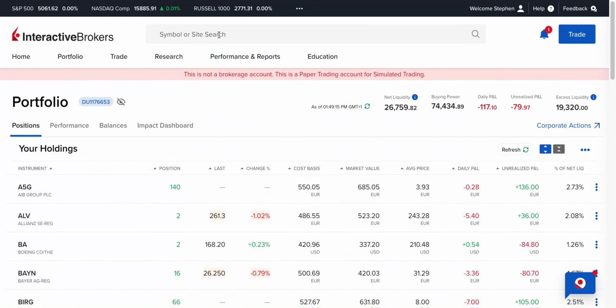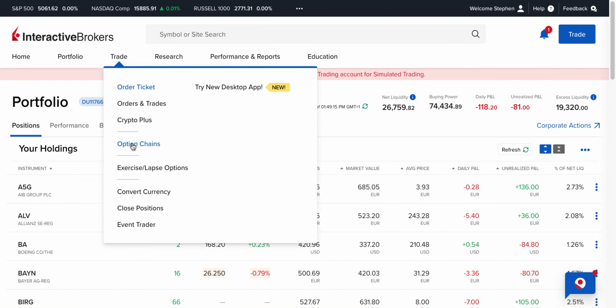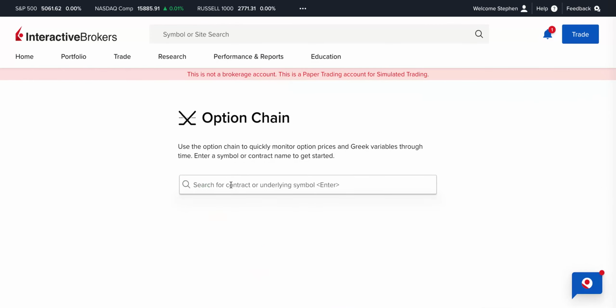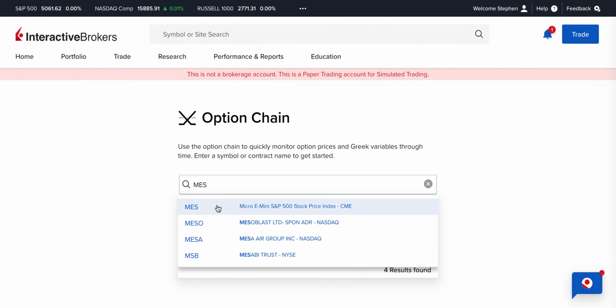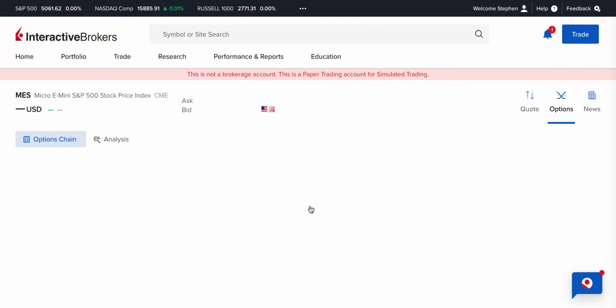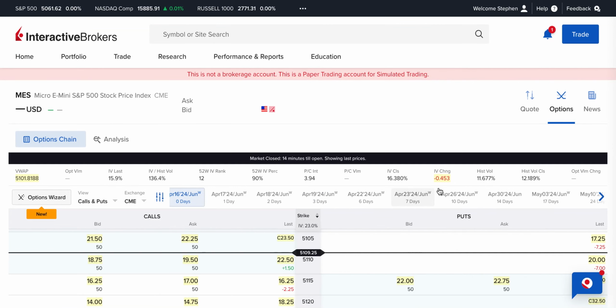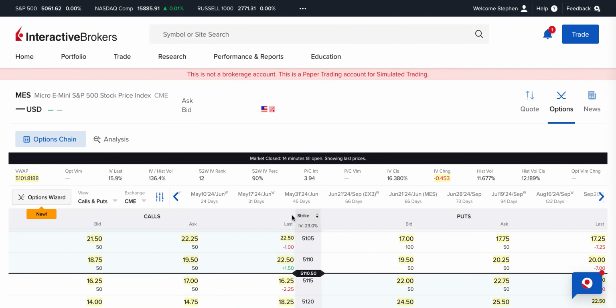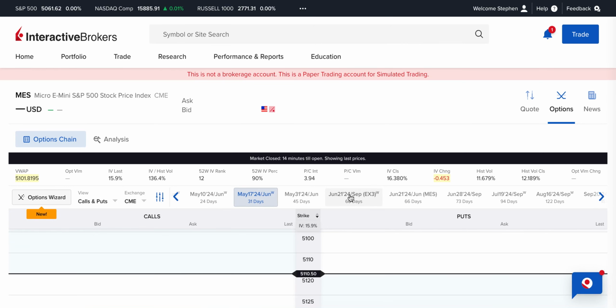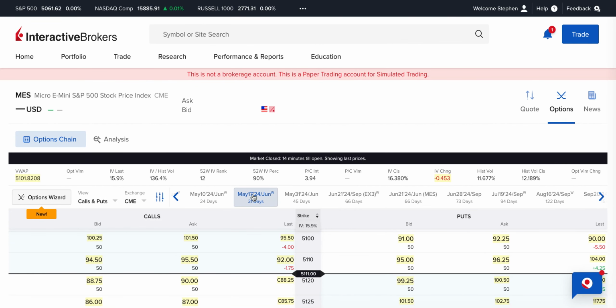So what you're going to do now is type in trade, option chains, and we're going to type in MES. You're going to see MES is the micro E-mini S&P 500 stock price index. That's the one you're looking for. And we're going to go out here to the May 17th expiry. It'll say what this reference is, just in case people don't know, that's telling you you're tracking the June futures contract there, even though the expiry for the option is May. So don't worry about that, don't get confused.